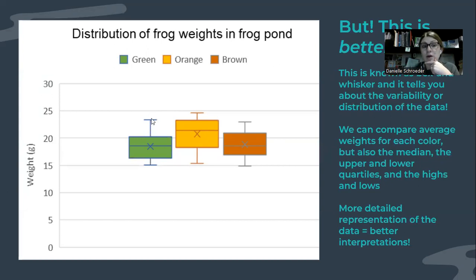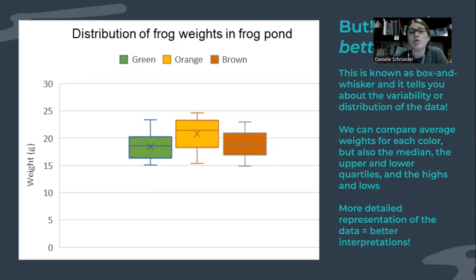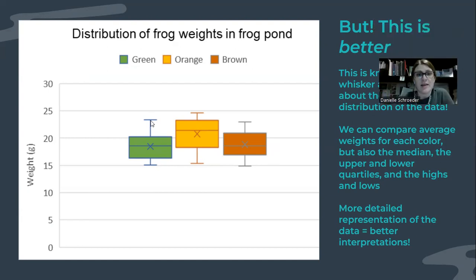But this also shows you the maximum size of each frog, the minimum size of each frog of that color, and then this is the first and the third quartile. If you need a refresher on how box and whiskers plots work, I'd be happy to provide one. There's lots of resources on the internet that can help you with that. But this tells you so much more about the distribution of the data, right? Now I can see that a lot of the frogs were really similar in size, right? They had kind of similar maximums and very similar minimums, even though it looks like the averages are different. More detailed representation of the data means better interpretations. This is a great way to present your data.